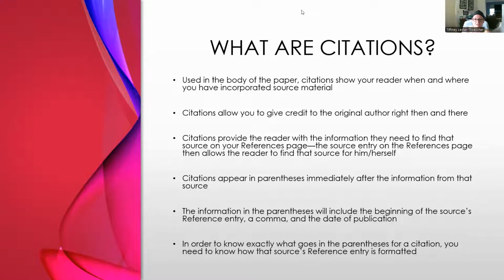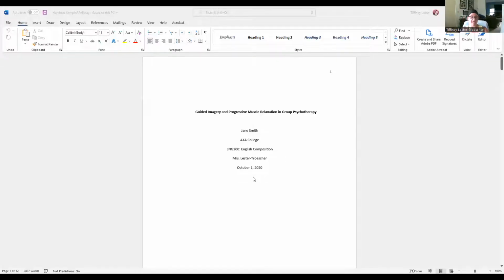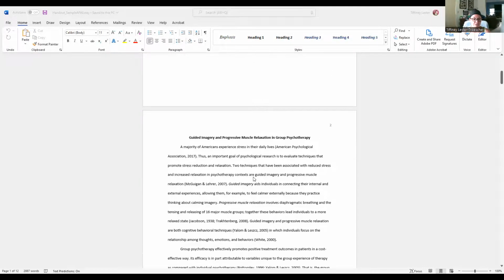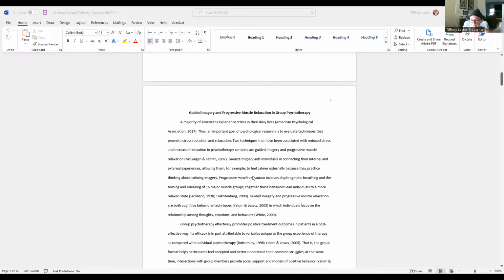Let's take a look real quick. We're going to go back to that sample APA essay that we looked at in the APA format basics lesson. Okay, so let's look through here, because we didn't really look at the actual essay in that lesson. We were looking more at the design elements, and then we looked a little bit at the references page. Let's look at the actual essay and examine the use of citation, just for a moment, okay?